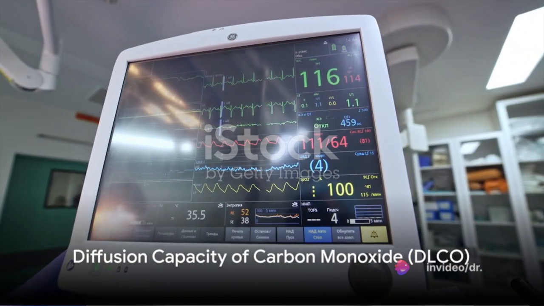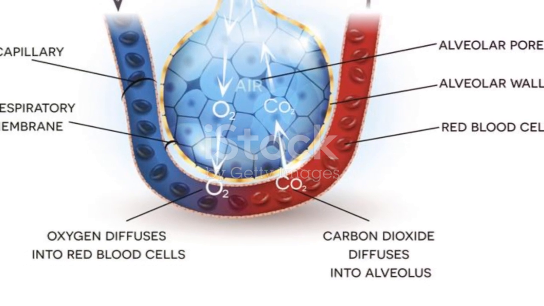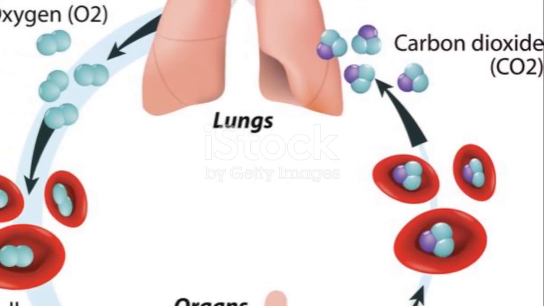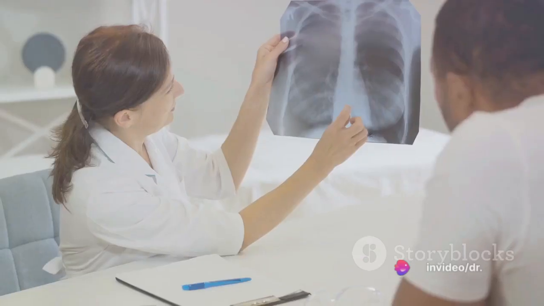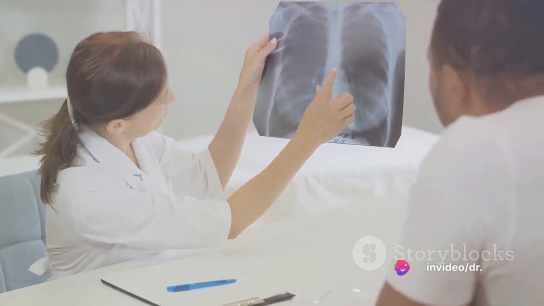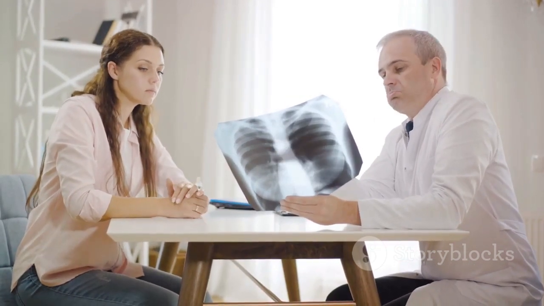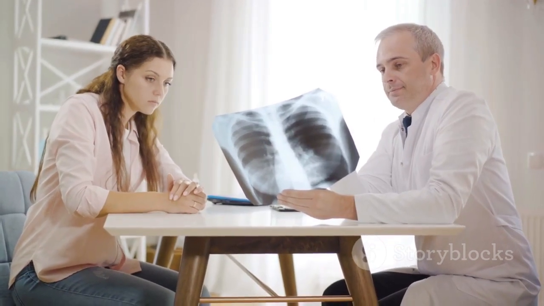Lastly, we have the diffusion capacity of carbon monoxide, or DLCO. This determines how well oxygen passes from the alveolar space of the lungs into the blood. In obstructive lung disease, a decreased DLCO is seen in conditions like emphysema. In restrictive lung diseases, a decreased DLCO is seen in conditions such as interstitial lung disease.